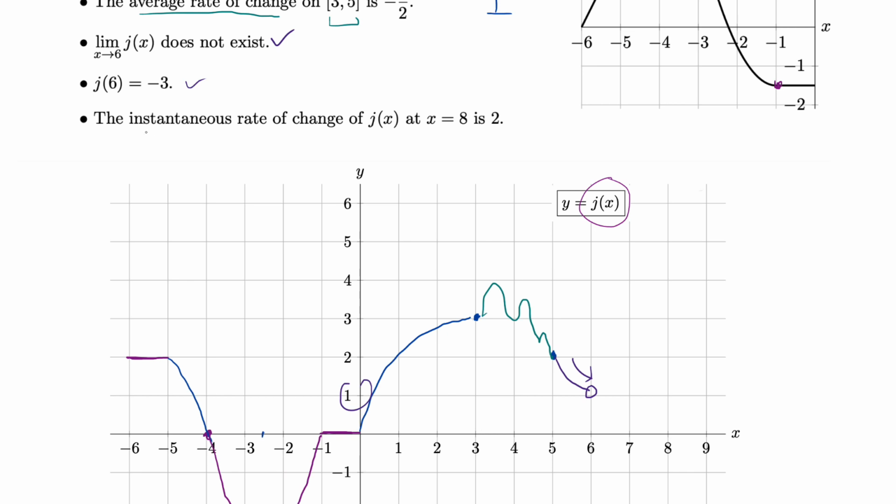And now finally, we want to make sure that the instantaneous rate of change of j of x at x equals 8 is 2. So we just want to make sure that the slope of the graph of j of x is 2 at 8. One easy way of enforcing that is to just make it linear, with slope 2. So here I'm just making it have slope 2. Change in x is 1, change in y is 2. So I just made the graph linear in this portion with slope 2.